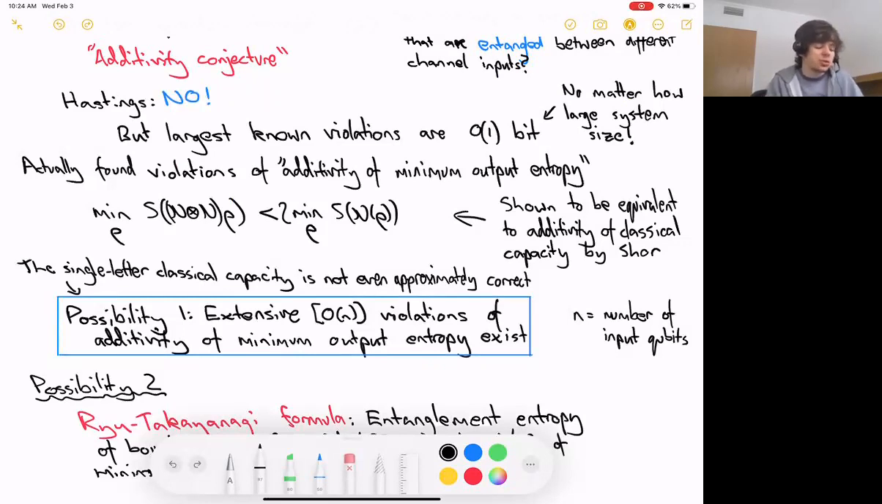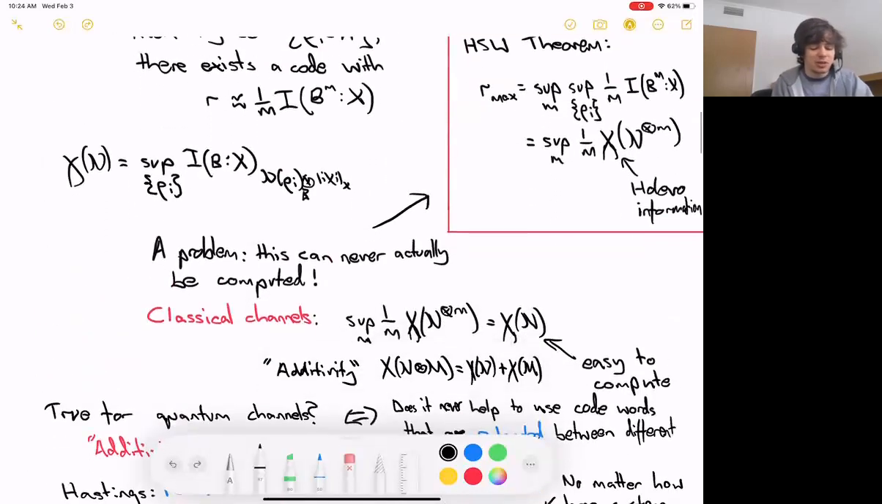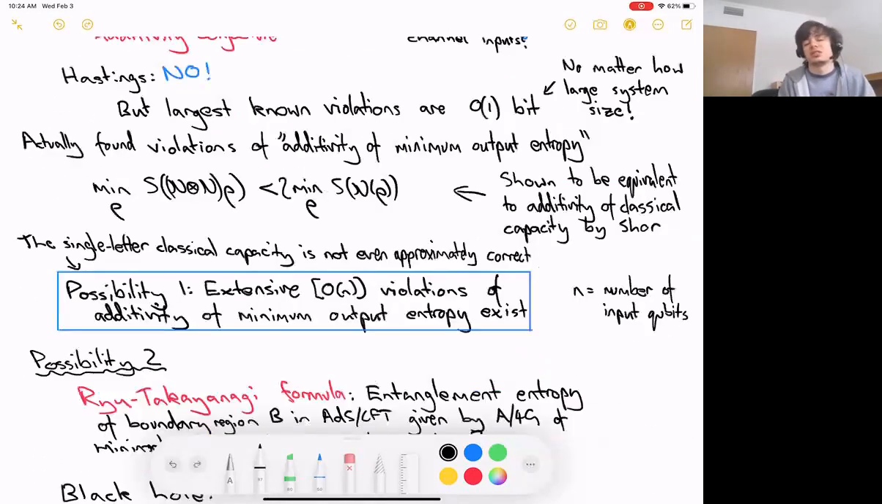So if this is true, what would it mean? It would mean that this simple formula for the classical capacity, where we don't optimize over arbitrary numbers of channel uses, the only formula that we can actually directly compute, is not even approximately correct. It's not like it just gives you the right answer up to a bit or so. It can just be arbitrarily wrong. Okay, so that's possibility one. Obviously it would be fairly significant within quantum Shannon theory.